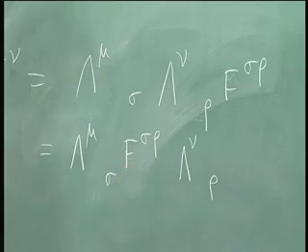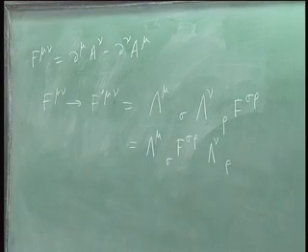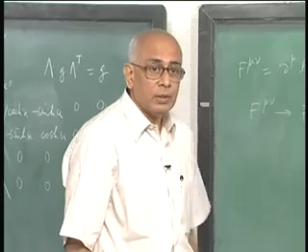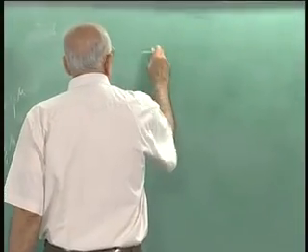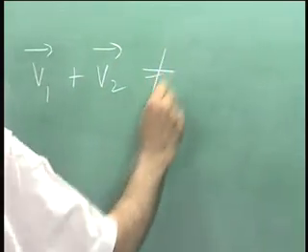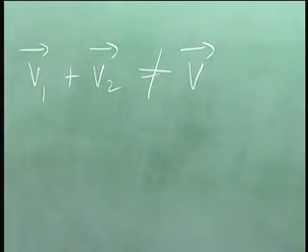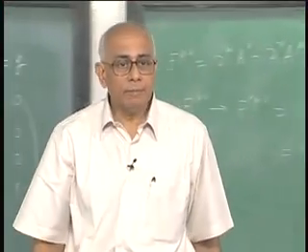Yes, I am saying the rule of addition of velocities, this is not correct. The resultant of two velocities v1 plus v2 is not equal to v, that's exactly the point. Huh?